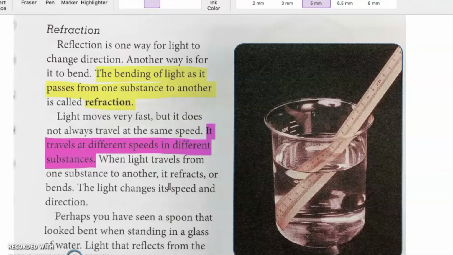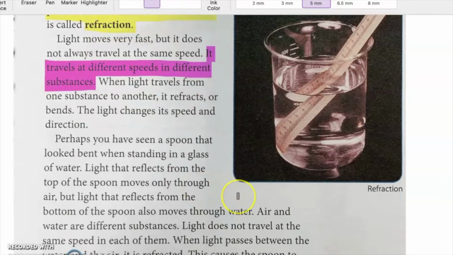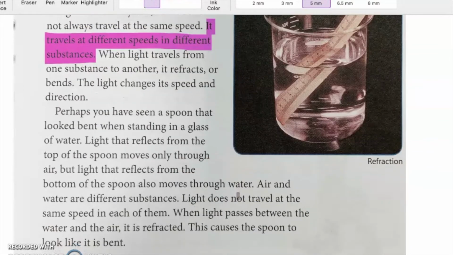Perhaps you have seen a spoon that looked bent when standing in a glass of water. Light that reflects from the top of the spoon moves only through air, but light that reflects from the bottom of the spoon also moves through water. Air and water are different substances. Light does not travel at the same speed in each of them. When light passes between the water and the air, it is refracted. I'm going to highlight this too. This causes the spoon to look like it is bent.